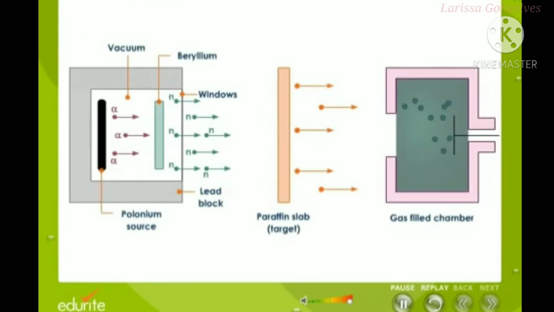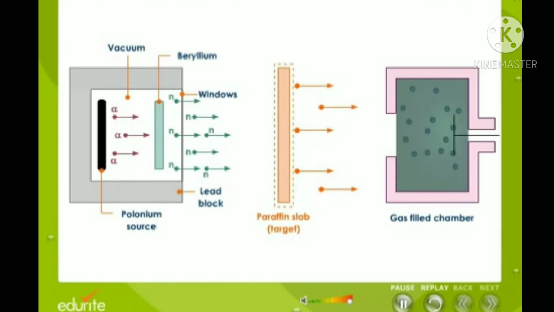Let us now understand the experiment performed by Chadwick with the help of a flowchart. He placed a source of polonium in an evacuated chamber. In front of the polonium source, a thin foil of beryllium was placed. The alpha rays were made to hit the foil of beryllium. The beryllium foil emitted the mysterious neutral rays.